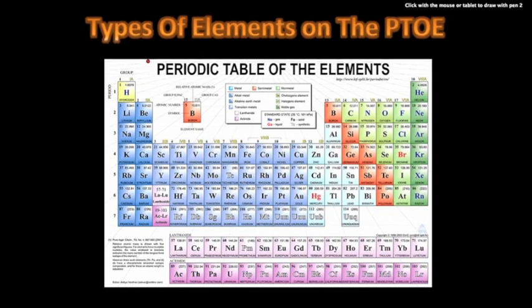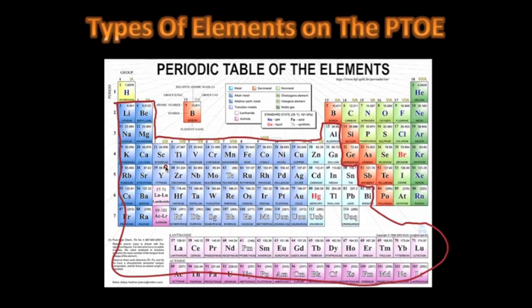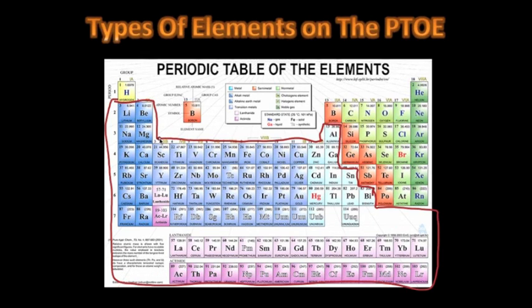The periodic table has three different types of elements on it. You'll see here they're shaded in somewhat different colors. You have the metals in blue, which make up the left-hand side of the periodic table. I've circled them in red here. Metals make up most of the elements on the periodic table. All of these metals, shaded in blue, share similarities which we will discuss in a moment.